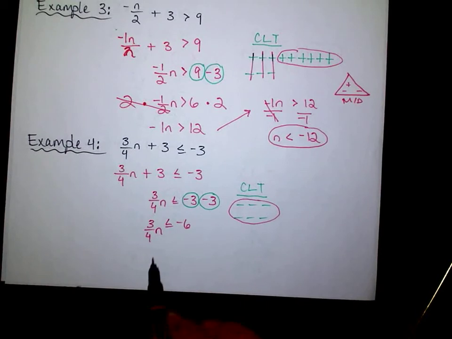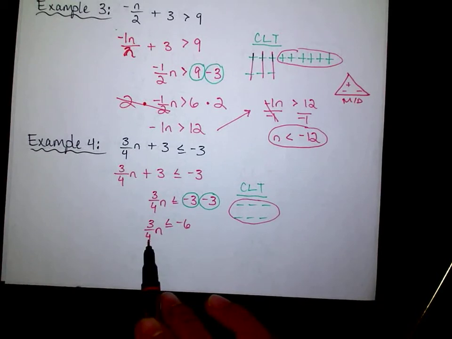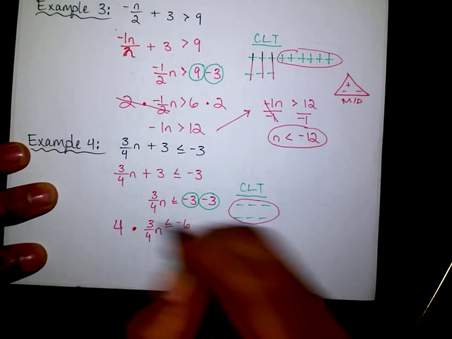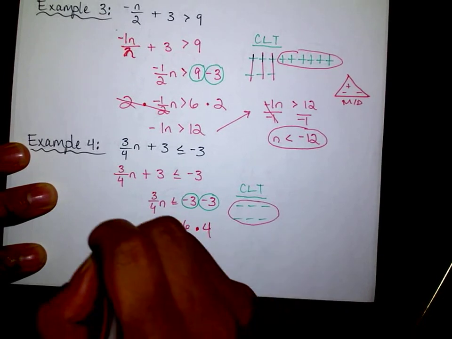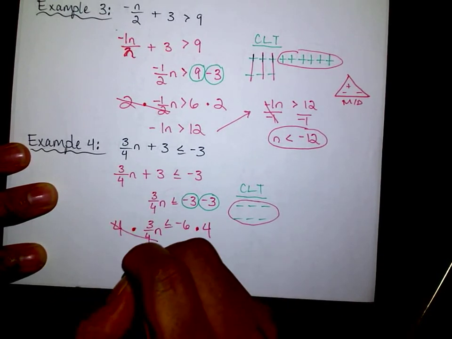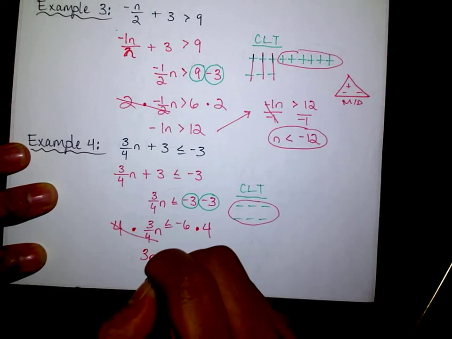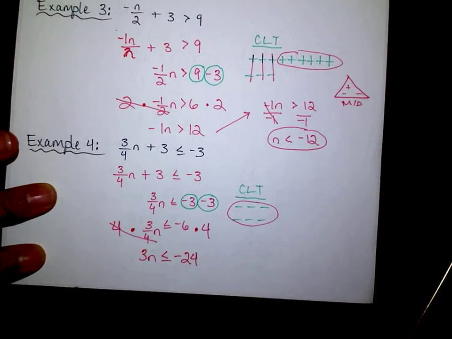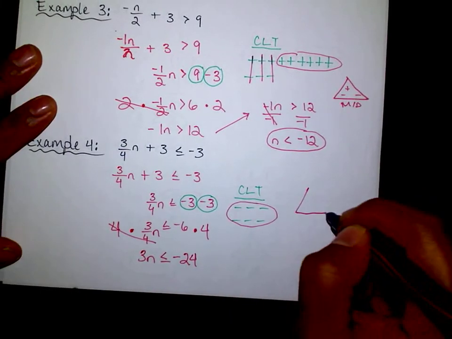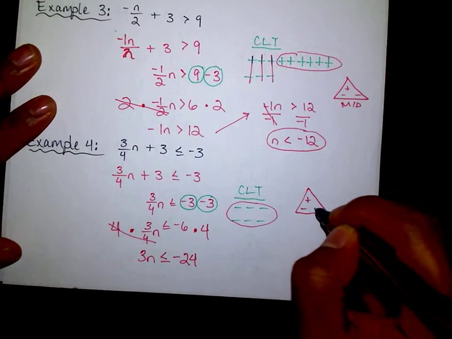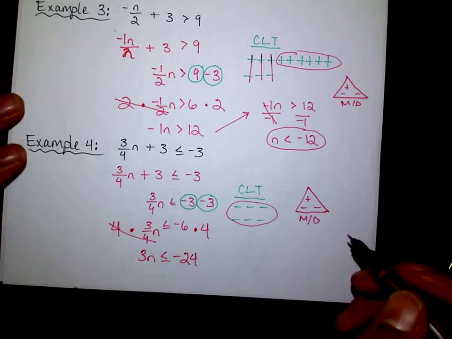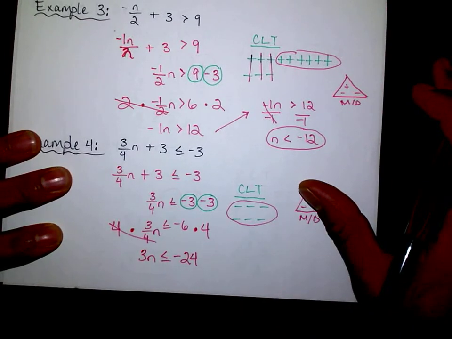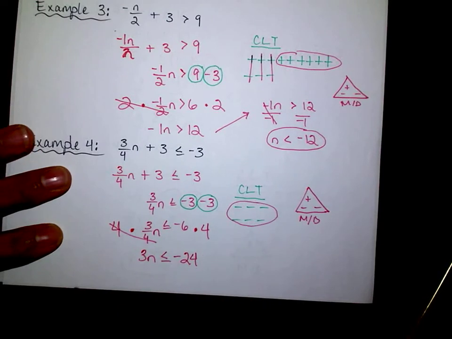Now we want to go ahead and undo this dividing by 4 here, and to undo division we multiply, so we're going to show that we're multiplying by 4 on both sides. The 4's cancel out. That's going to give us 3n is less than or equal to negative 24. Remember, if you forget how to do your multiplication and division, use the triangle. Negative times a positive gives us a negative, and 6 times 4 is 24.